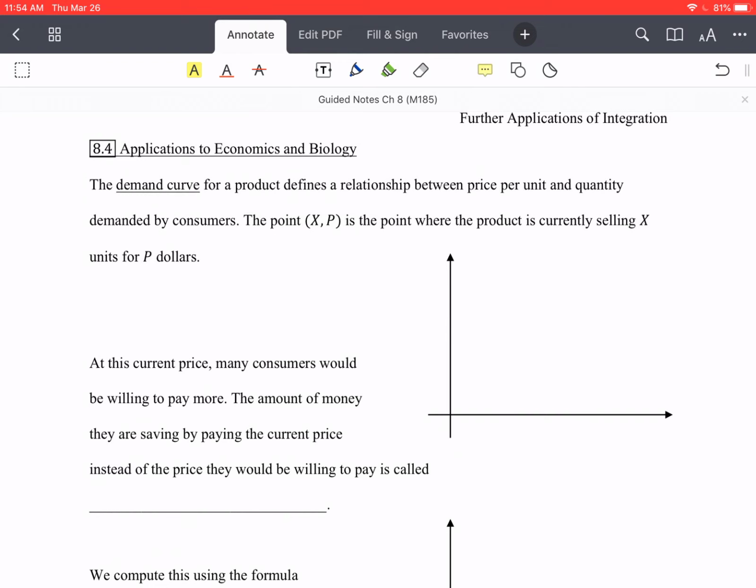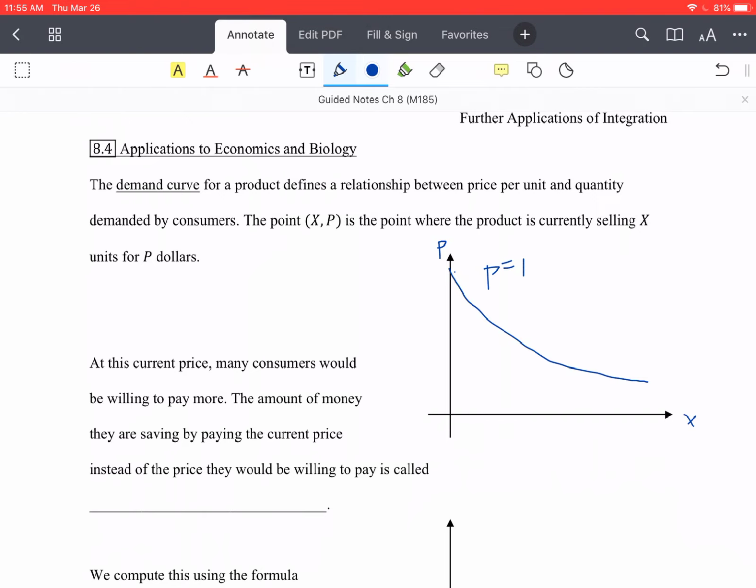So the demand curve for a product defines a relationship between price per unit and quantity demanded by consumers. The point, big X, big P, is the point where the product is currently selling X units for P dollars. So our demand curve, so our x-axis and our p-axis, is going to look something like this. So it has a downward relationship. It's an inverse relationship because as the price goes down, demand goes up, and as price goes up, demand goes down. So this is our function p of x.